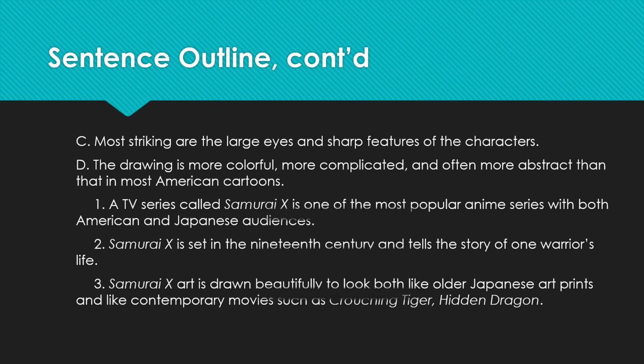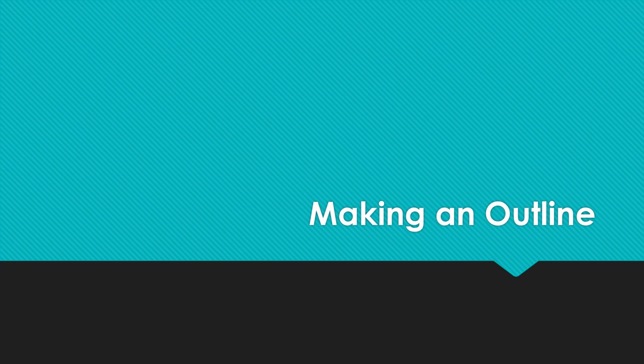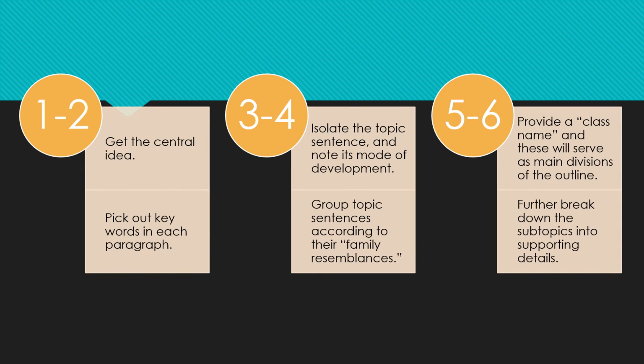Okay? So you continue the discussion. So you have the C and the D. Those are subtopics, minor ideas, and then 1, 2, 3, supporting ideas, supporting details. Okay, so how exactly do you do that? Let's go to the steps. I have 6 very easy steps.